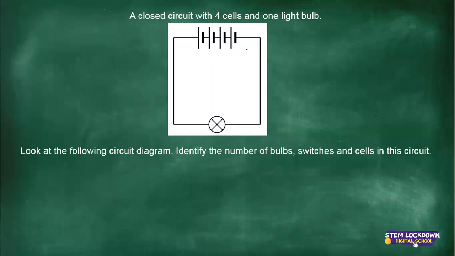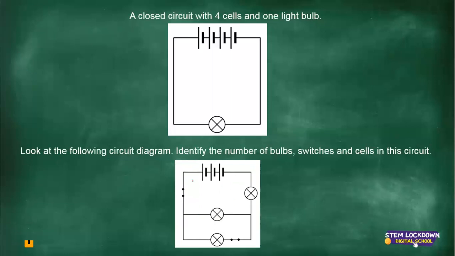We have 1, 2, 3, 4. So here there are 4 cells and 1 light bulb, and they don't have a switch. Okay, so now look at the diagram carefully and identify the bulbs, the switches, and the cells in the circuit. So that is it.